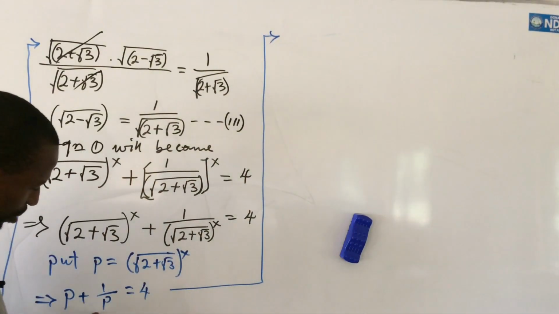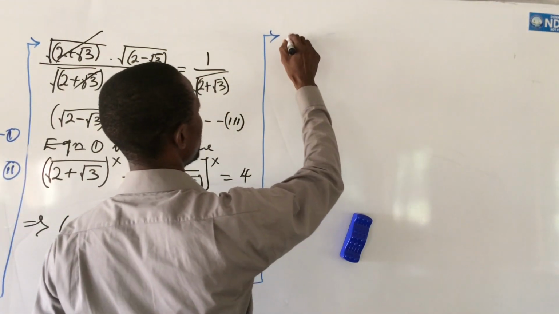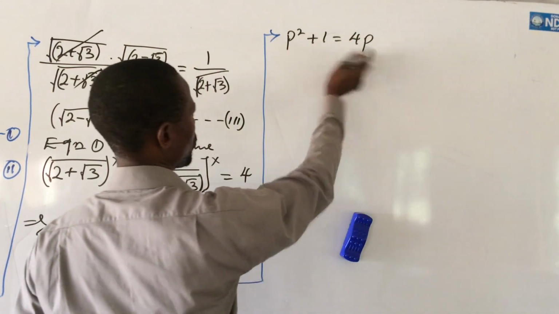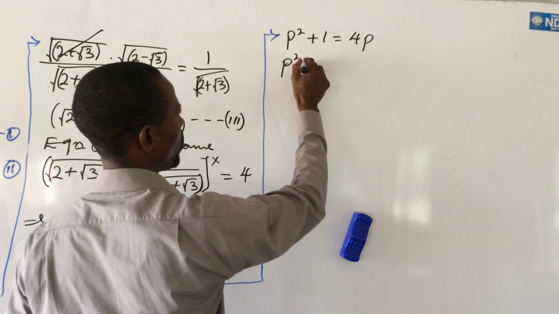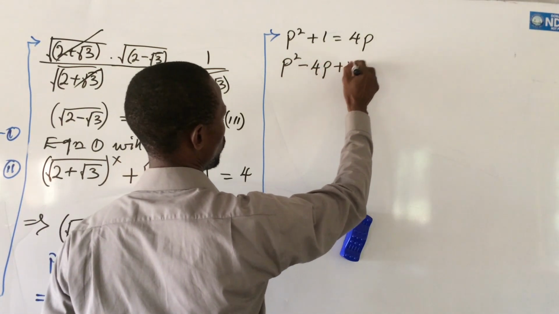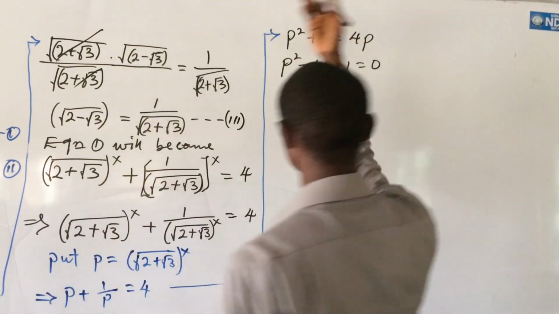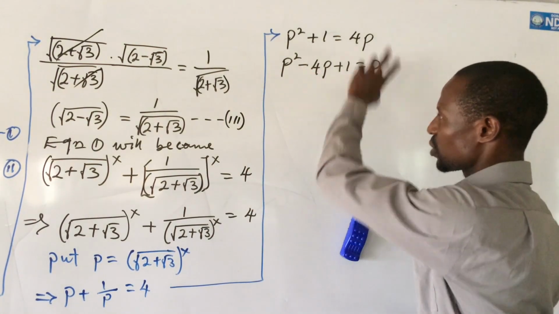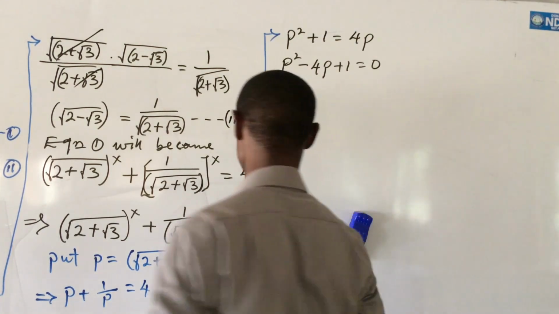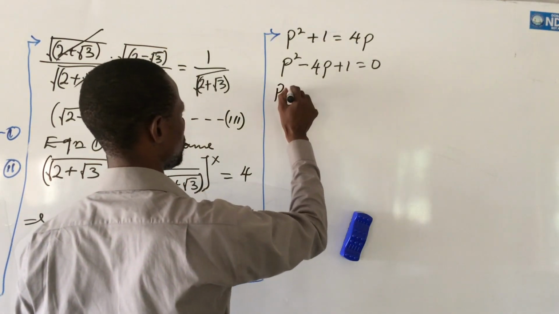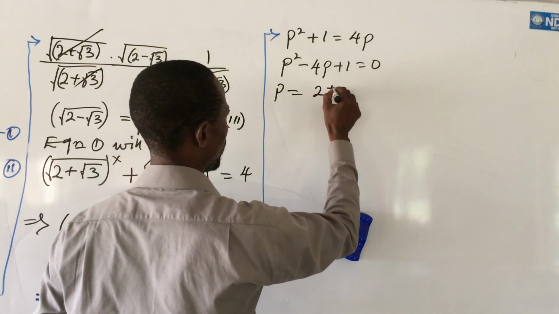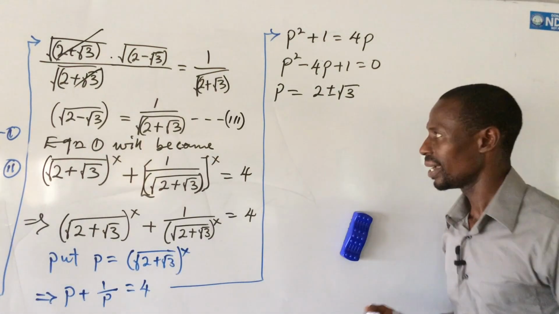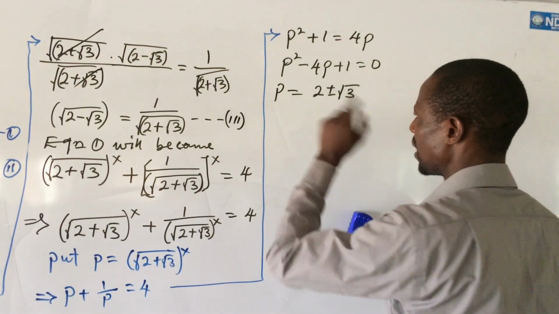So if we multiply by p, we're going to have here p squared plus 1 equals 4p. So if we rearrange our terms, we have p squared minus 4p plus 1 equal to 0. This is a quadratic equation, and in the other method, we already solved this quadratic equation, so no need to solve that again. So this one, therefore, will now give us p equal to 2 plus square root of 3. Very easy. We now go ahead to look for the value of x.